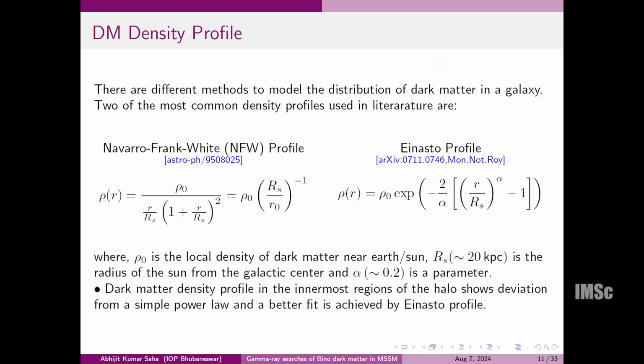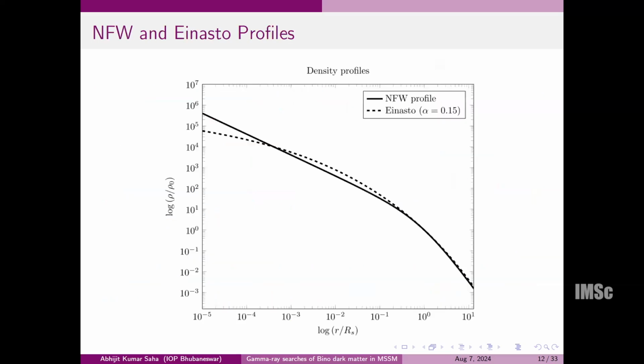Now, the dark matter density profile in the innermost regions of the halo in fact shows deviation from a simple power law like this, and a better fit could be obtained by Einasto. So what I'm saying is that the NFW profile is not sufficient to explain each and every microstructure of the halo, and that leads us to consider other profiles. So you're talking about N-body simulation. Yes. That is still controversial, right? Yes. Since cold dark matter has many problems like the core-cusp problem, you may have a core profile or a cusp. Well, that is still controversial.